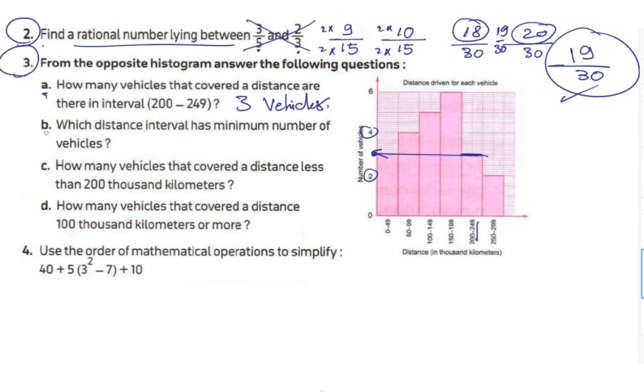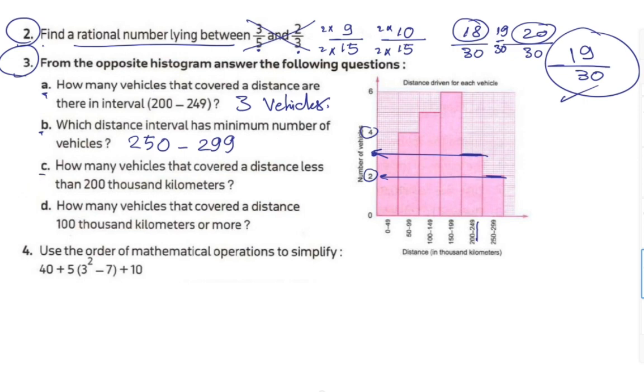Okay. B, which distance interval has the minimum number of vehicles? Which interval has the minimum number of vehicles? Of course, this one. This one is between 250 and 299. 250 to 299, that's the interval that has the minimum number of vehicles.